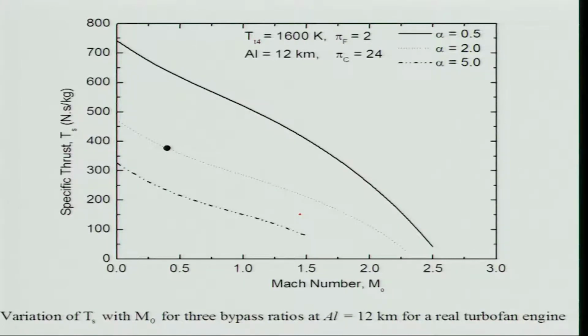As the bypass ratio decreases, the specific thrust decreases. I have not compared with the ideal one, but this is a very interesting thing which we did not do for the ideal cycle. This we have done for the real cycle, and for this we have considered a fan pressure ratio of 2 and a pressure ratio across the compressor of 24. That is for one case, but you can take various cases and look at how it happens.